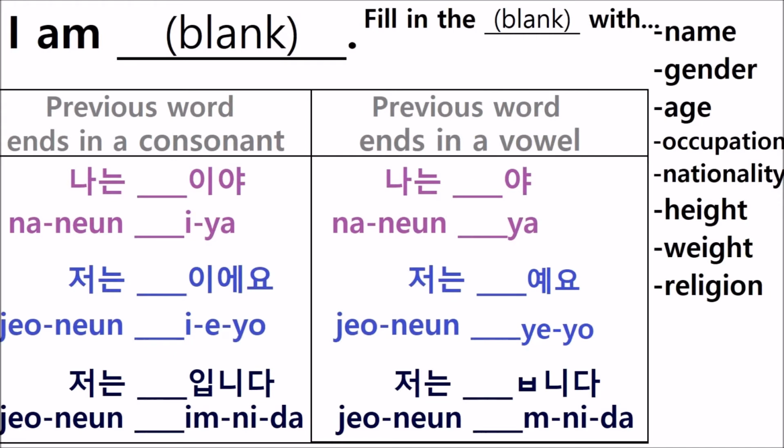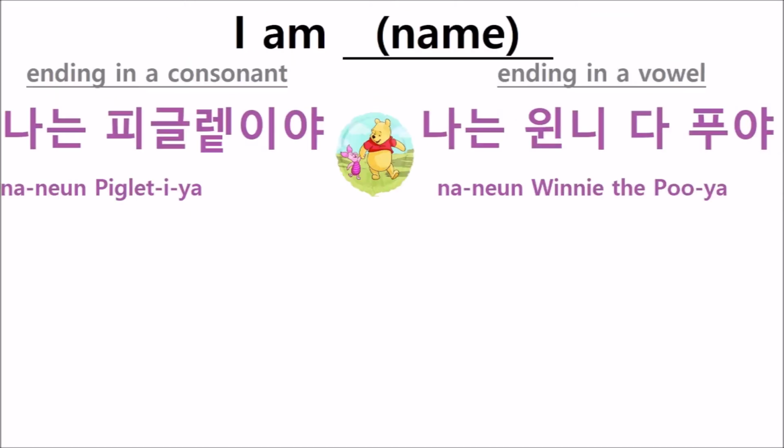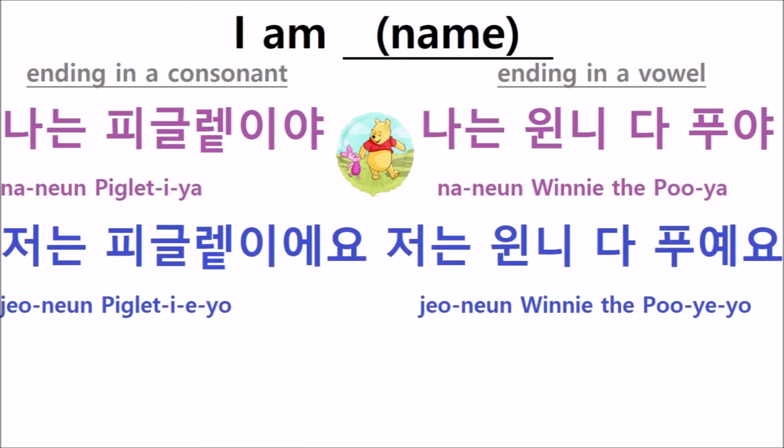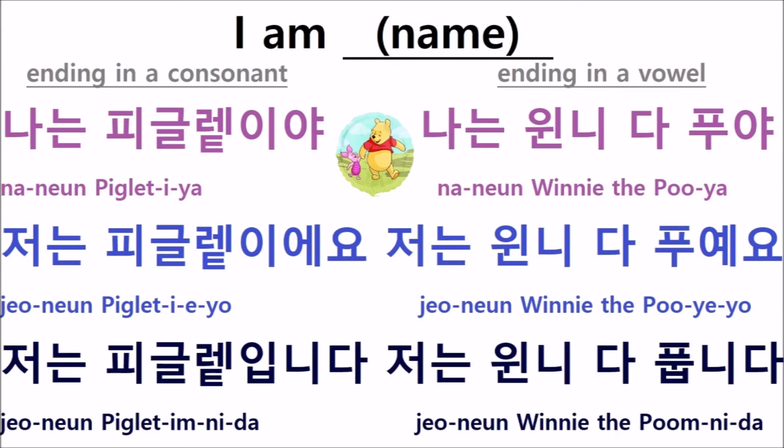I will use one name that ends in a vowel and one name that ends in a consonant. 너는 피글렛이야. 너는 Winnie the Pooh야. Winnie the Pooh ends in a vowel, so we dropped the E. Here is the polite form. 저는 피글렛이에요. 저는 Winnie the Pooh예요. And here is the formal form. 저는 피글렛입니다. 저는 Winnie the Pooh입니다.